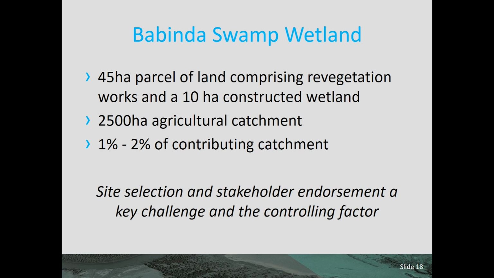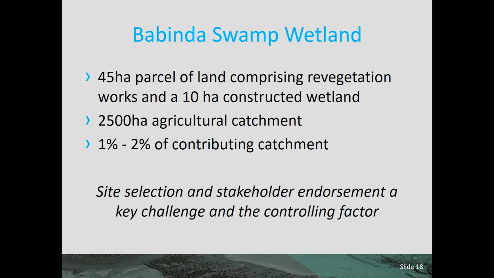Construction was meant to start earlier this year, but it didn't happen. It was too wet for too long, so they're just hitting the ground running now. This is up in Brisbane, so just south of Cairns, north of Tully, I think. It was a 45 hectare parcel of land that we had available to us.